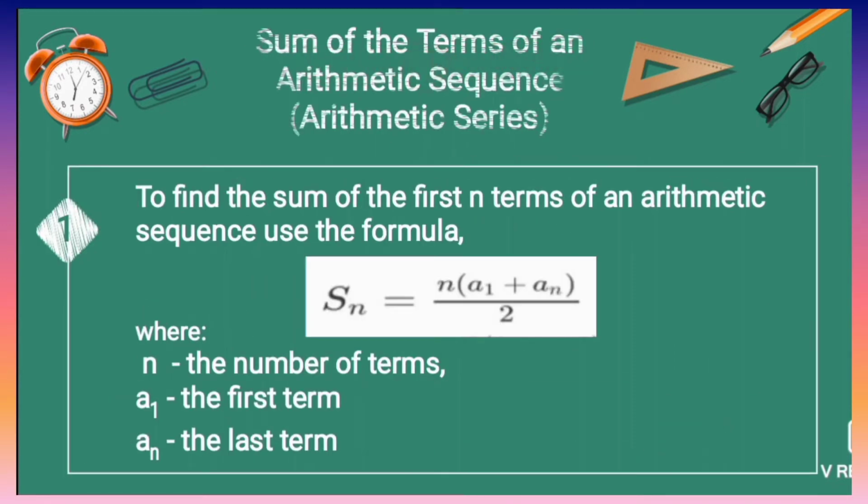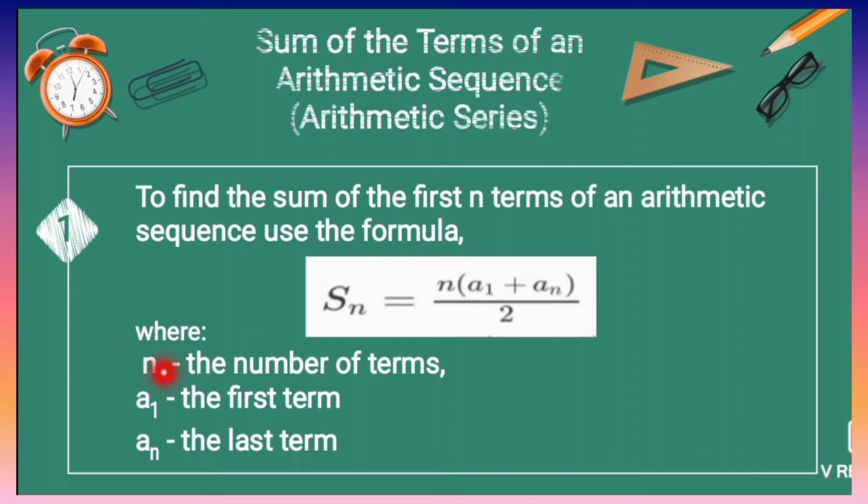Meron din tayo ditong arithmetic sequence and arithmetic series. Dahil una is makikita natin yung arithmetic sequence. Pag na-total na natin yung sum of the number of n terms, yun yung tinatawag natin na arithmetic series or yung sum niya lahat. Ito yung formula ng arithmetic series. So, basahin muna natin. To find the sum of the first n terms of an arithmetic sequence, use the formula. Ito yung given formula na madalas ginagamit natin to find the sum of the arithmetic sequence.